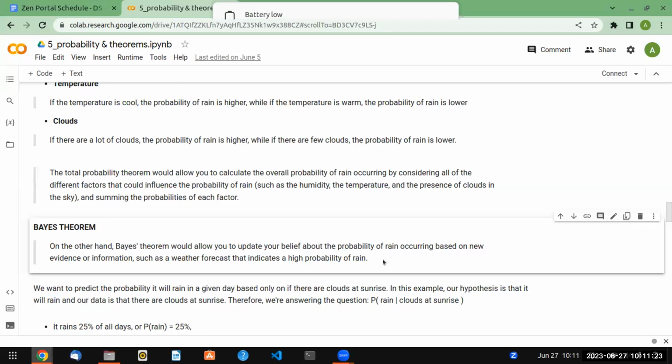Humidity, temperature, and presence of clouds in the sky. Probability of getting humidity, probability of getting higher temperature, probability of getting more clouds. These are the three events here. Now I don't have the exact probability with me, that's why I can't correlate this with the factory example and show you the summation. But you can think like this: three events are here, and for example, if I have humidity of 0.2 and then temperature of 0.5 and then presence of cloud 0.3, if I correlate all this, then I can get a clear probability.